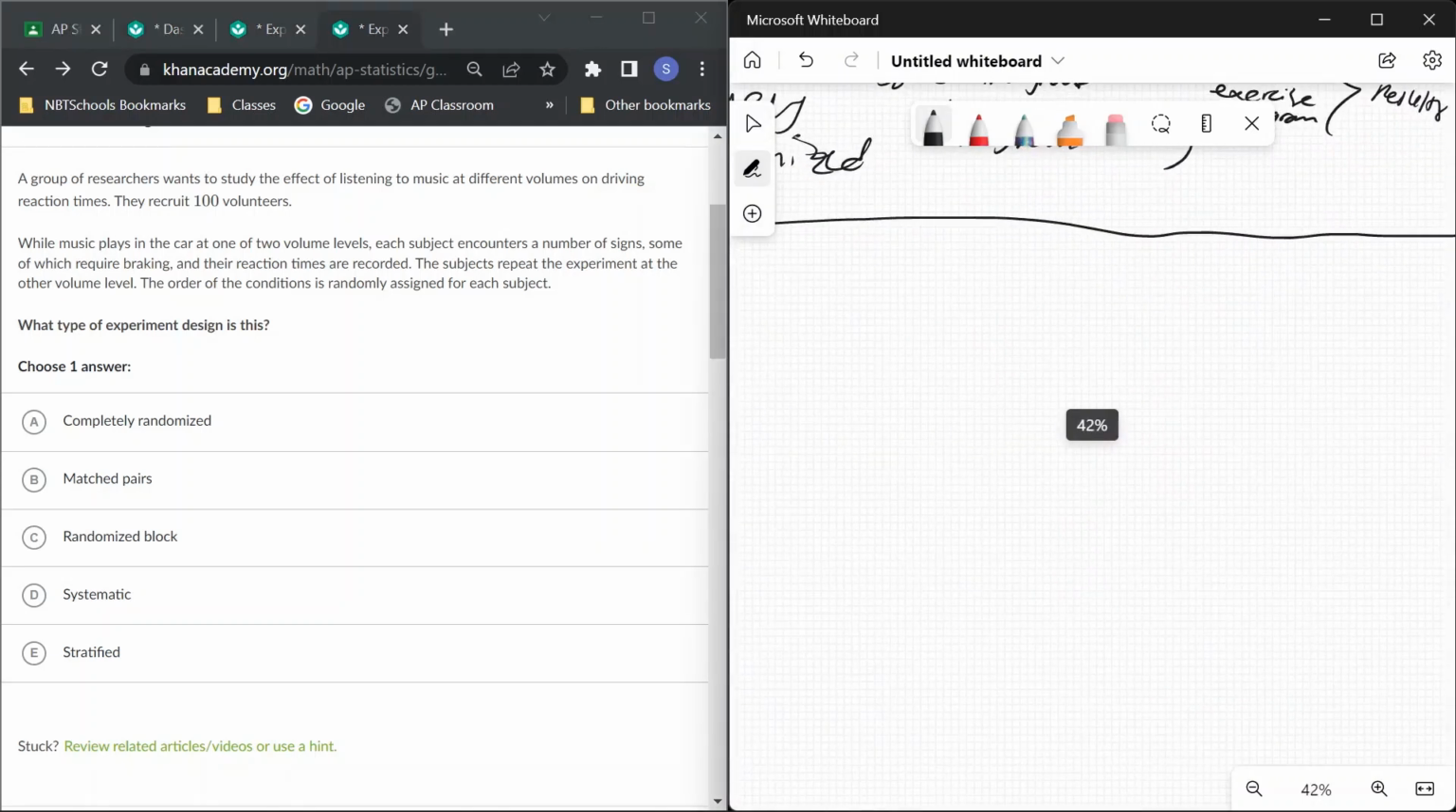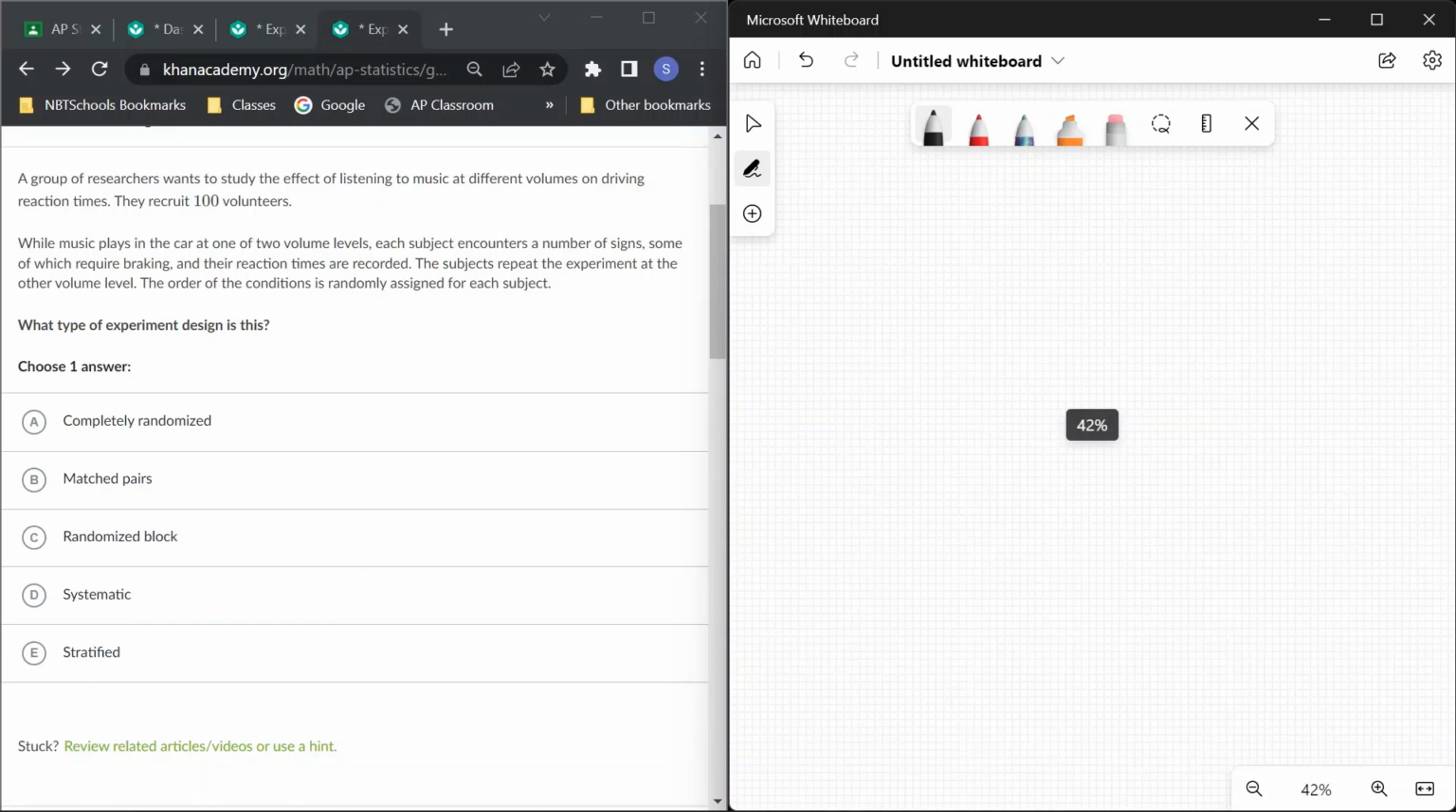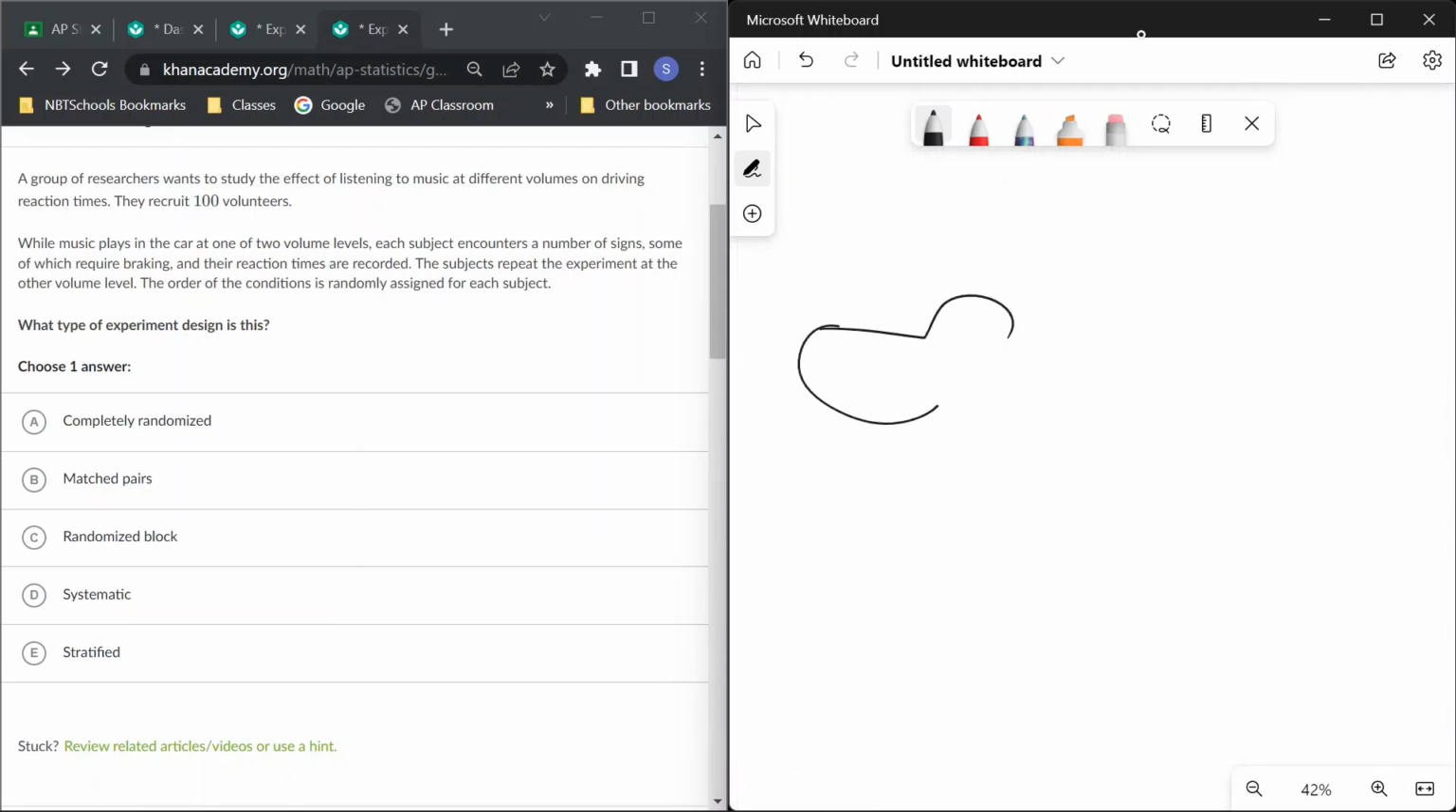Okay, so essentially, what are we doing? So basically, people are in a car. Okay, we're gonna pretend that's a car.